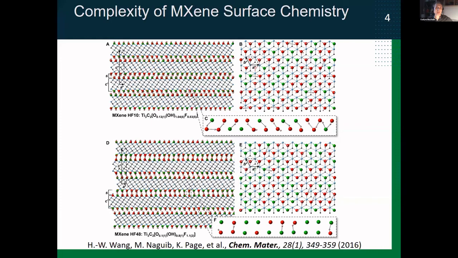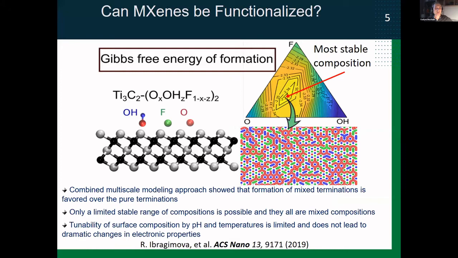So at that time, it became clear that practically to modify surface chemistry in experiment will not be an easy task. And then last year, another paper in ACS Nano, also a theoretical paper, showed that whatever you do using pH and temperature, which are the most commonly used factors to modify surface chemistry, you will probably always end up with a mixed surface termination because it's just thermodynamically more stable. So you will always be somewhere here, not in the corners of this triangle. And here, it means that the surface chemistry is mixed.